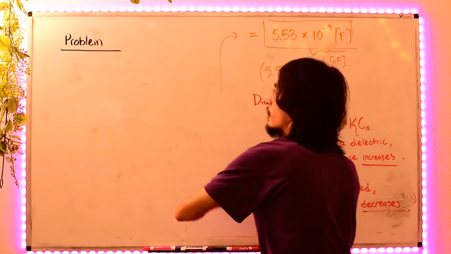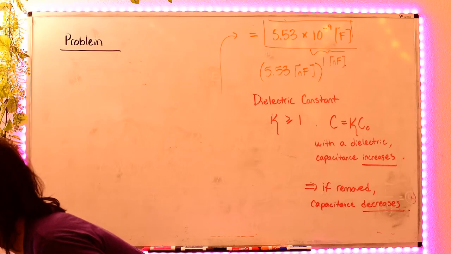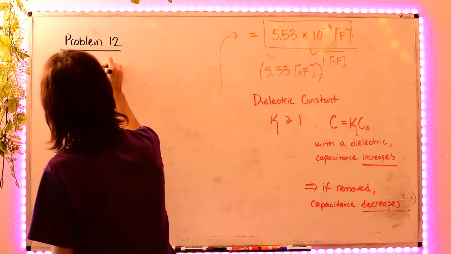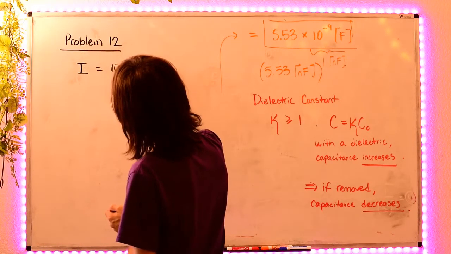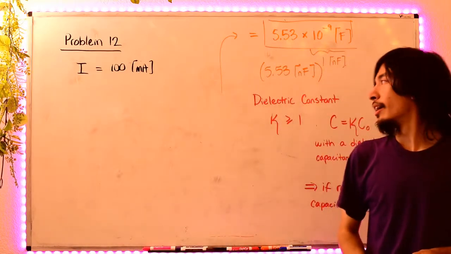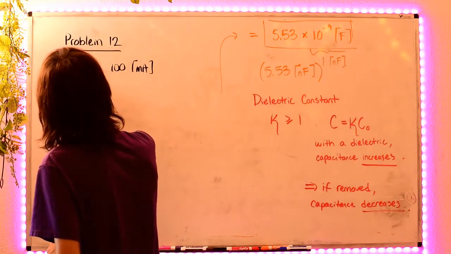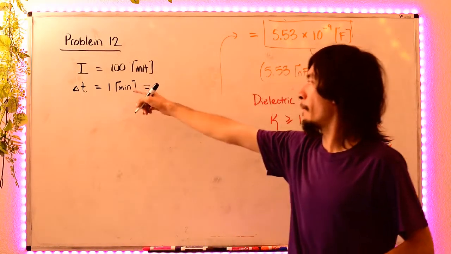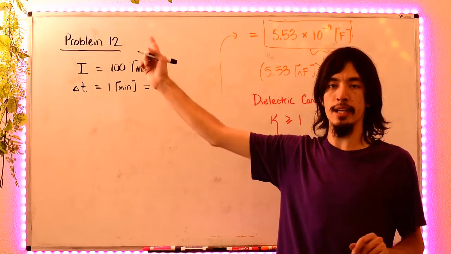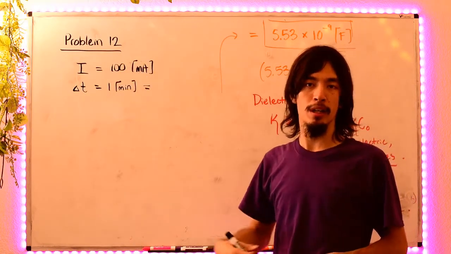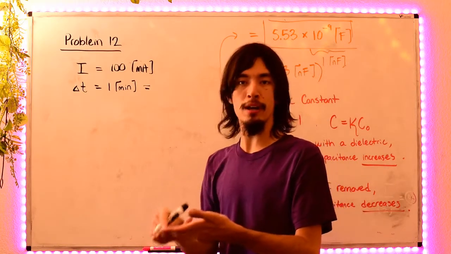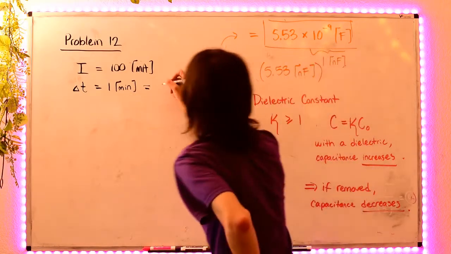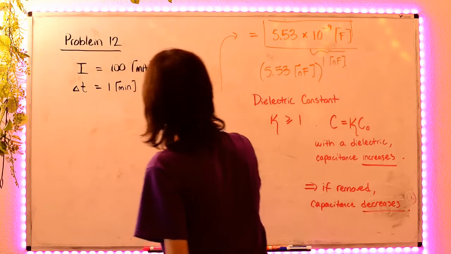In problem 12, the current I is 100 milliamps, and the time interval that passes is 1 minute, but you should know better than this. Minutes is not consistent with the standard units inside an amp. An amp, a unit of current, is charge per amount of time, but we know that the time must be in seconds. So we're going to put this in seconds. It's going to be 60 seconds.